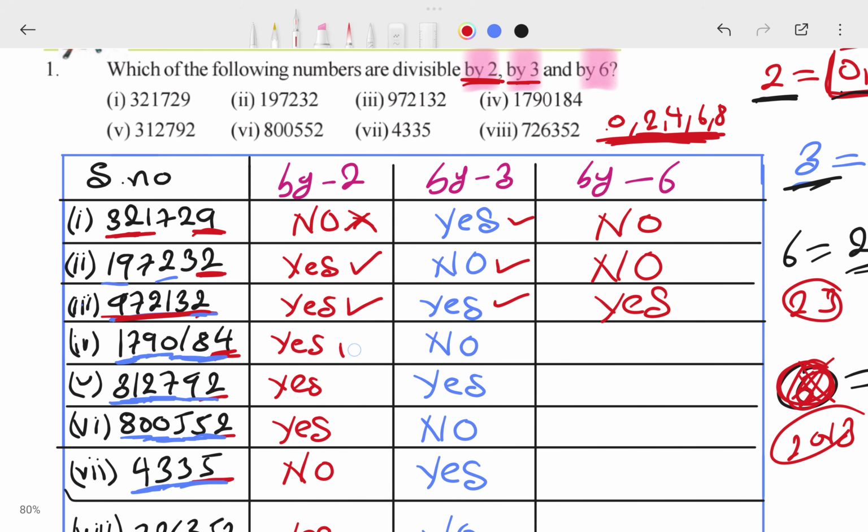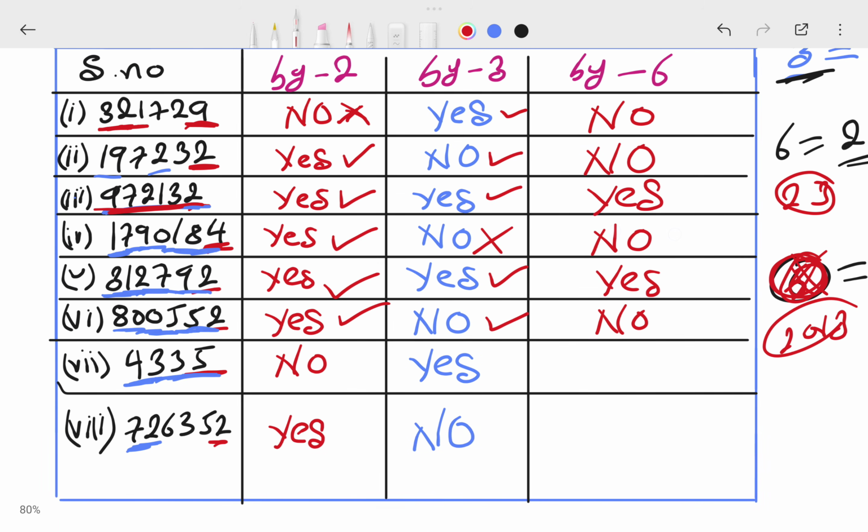Now see, this is divisible by 2 but not 3, so this is no. Okay, now this is divisible by 2 and also by 3, so this is divisible by 6 also. This is divisible by 2 but not 3, so it is also not divisible by 6. This is not divisible by 2 but it is divisible by 3, so it means that it is not divisible by 6.